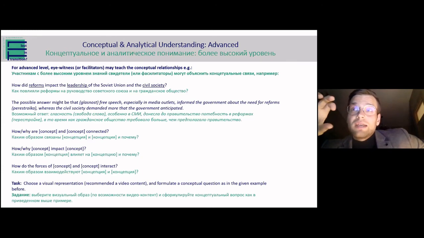So the questions are very similar, but also give a different outcome. How do the forces of one concept and another concept interact with each other, right?